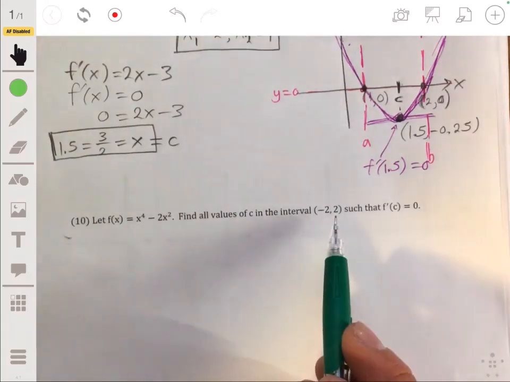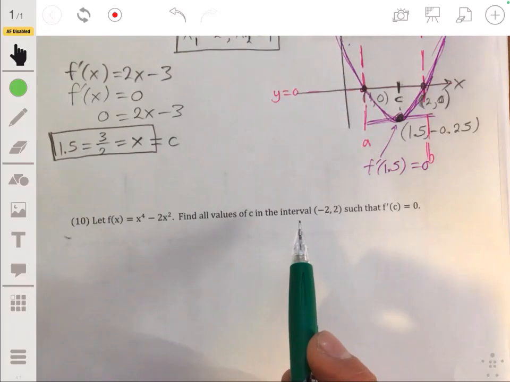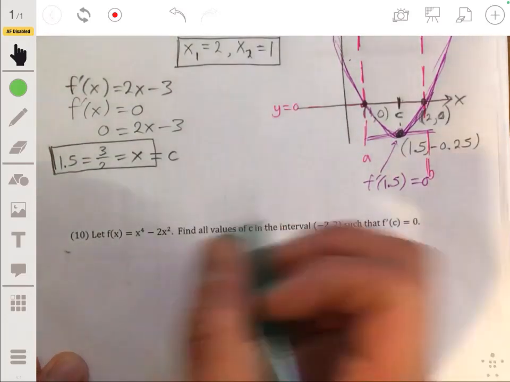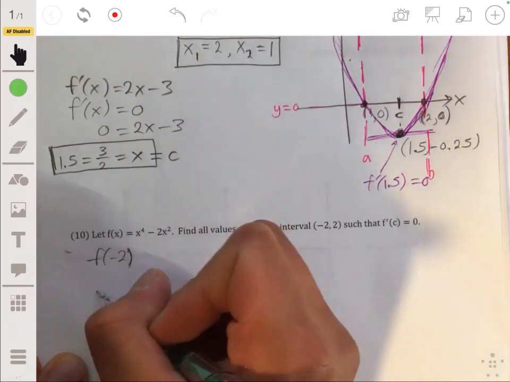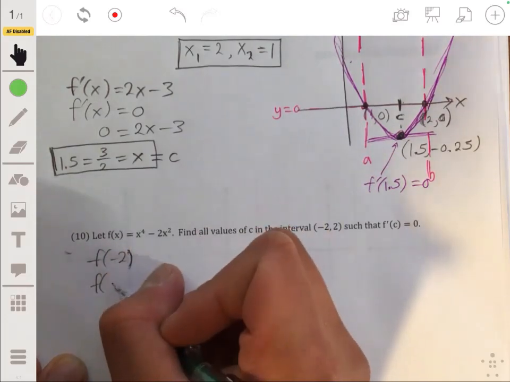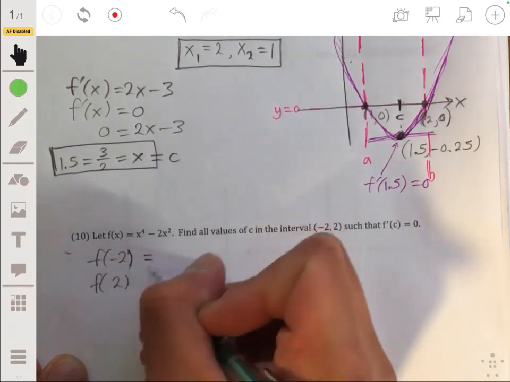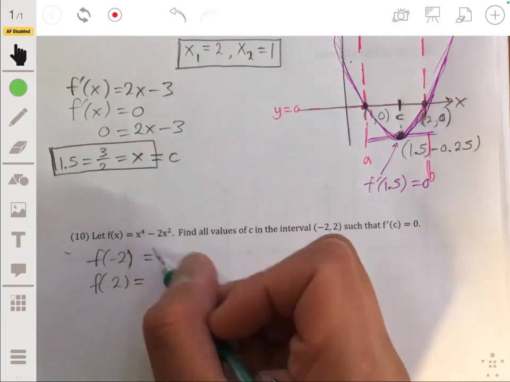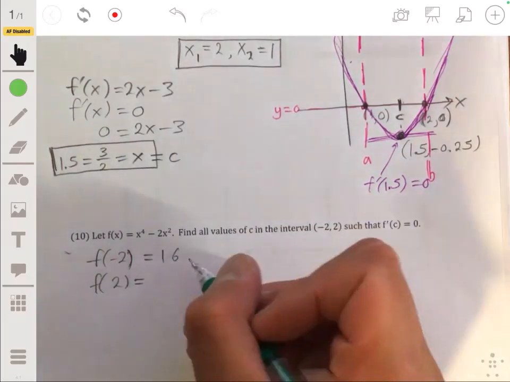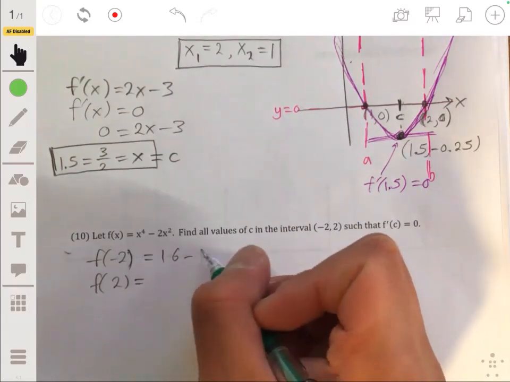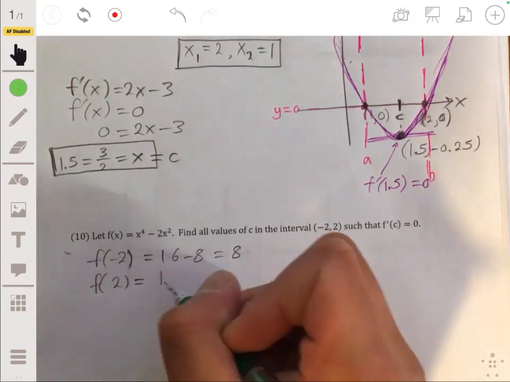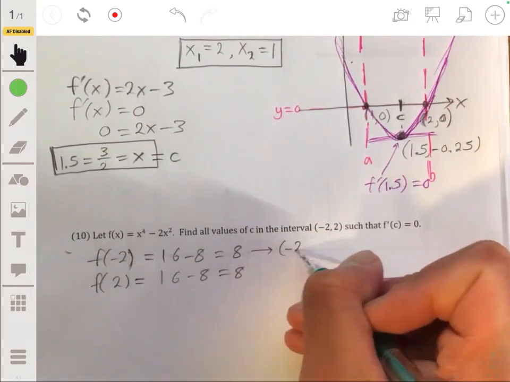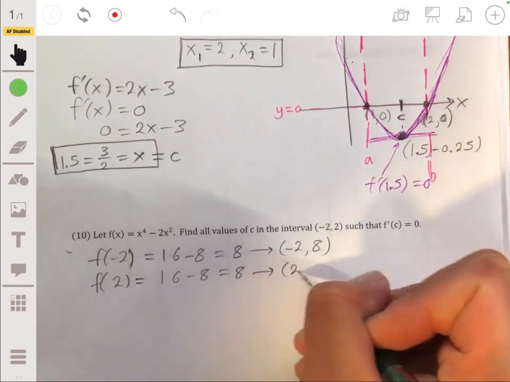We don't know what the y values are, but to make sure it satisfies Rolle's theorem, f of 2 and f of -2 both have to equal the same thing for it to work. That would be 2 to the fourth, 16, minus 2 times 4, 8, so that would be 8. They're both going to be 8, so this graph has the points (-2, 8) and (2, 8).